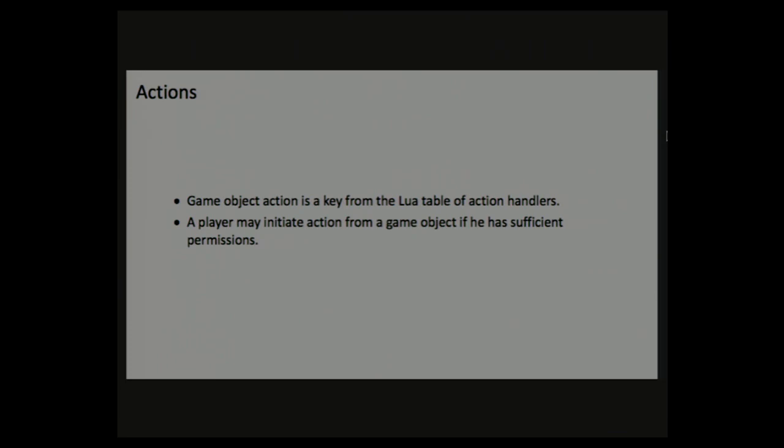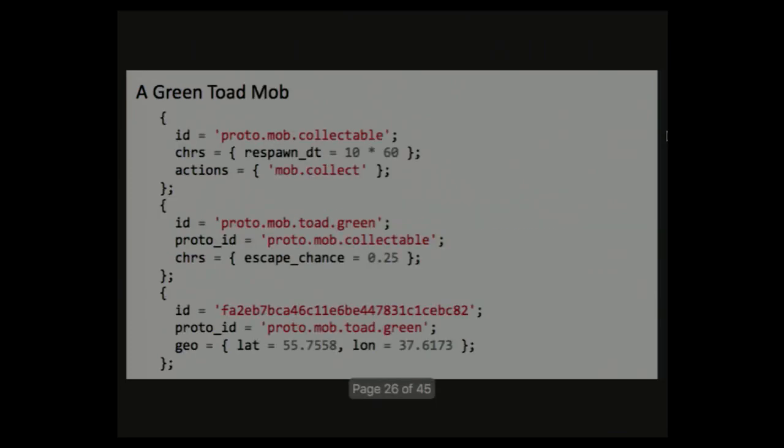So here's an object. It's a green toad monster. Here it is, the toad itself. It has a unique ID, it has a position, and it has a reference to a prototype. Here's its prototype, which is a specific prototype for this kind of monster.